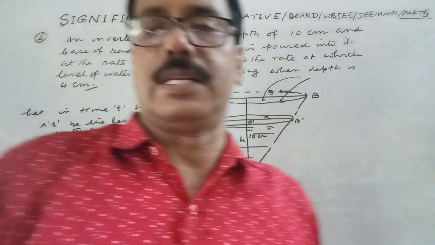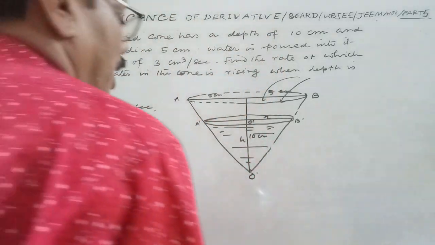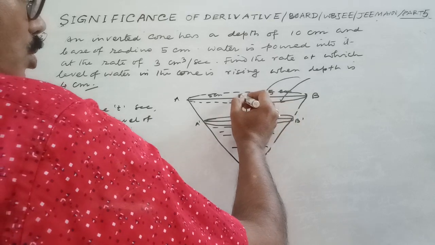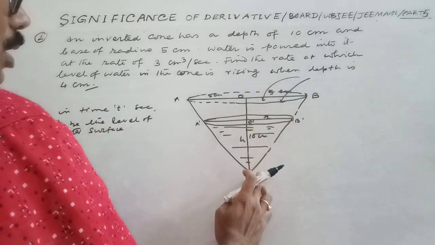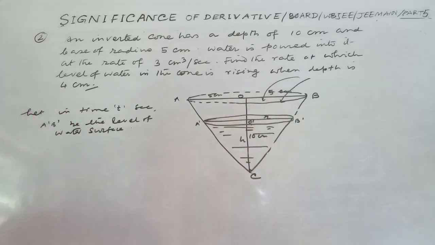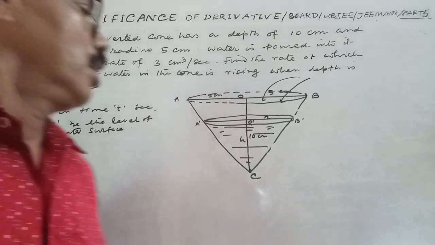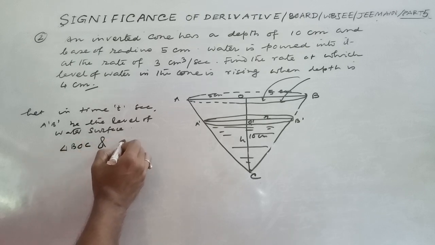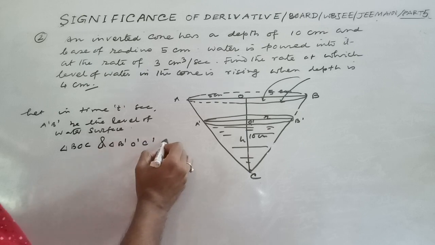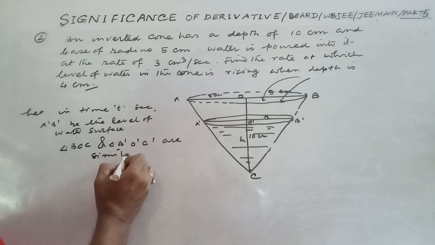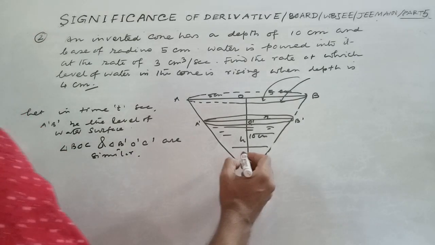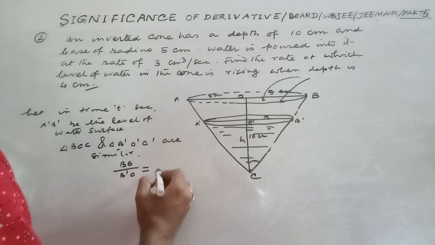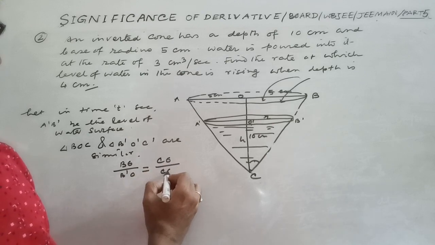Now you have to find a relation between R and H. So this is O, this is O dashed, this is A, B. Suppose this is C, this is O and this is O dashed. Now look, triangle BOC and triangle B dash O dash C dash are similar. You have to find a relation between R and H. So this angle is C, opposite of it BO. So BO by B dash O dash is equal to CO by CO dash.